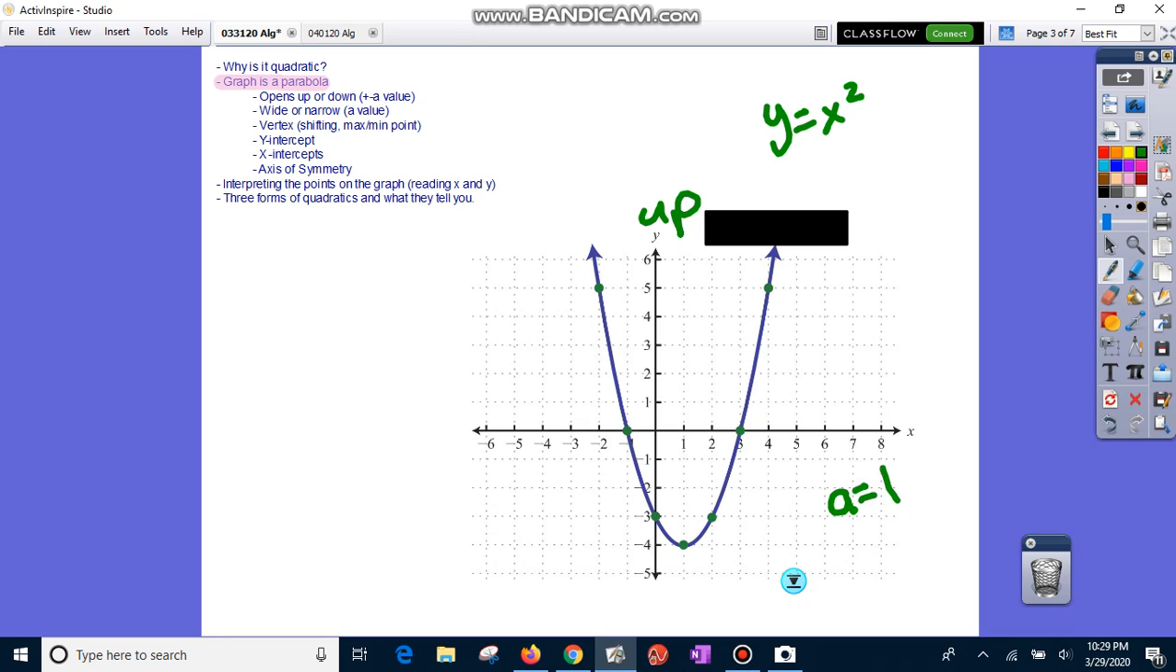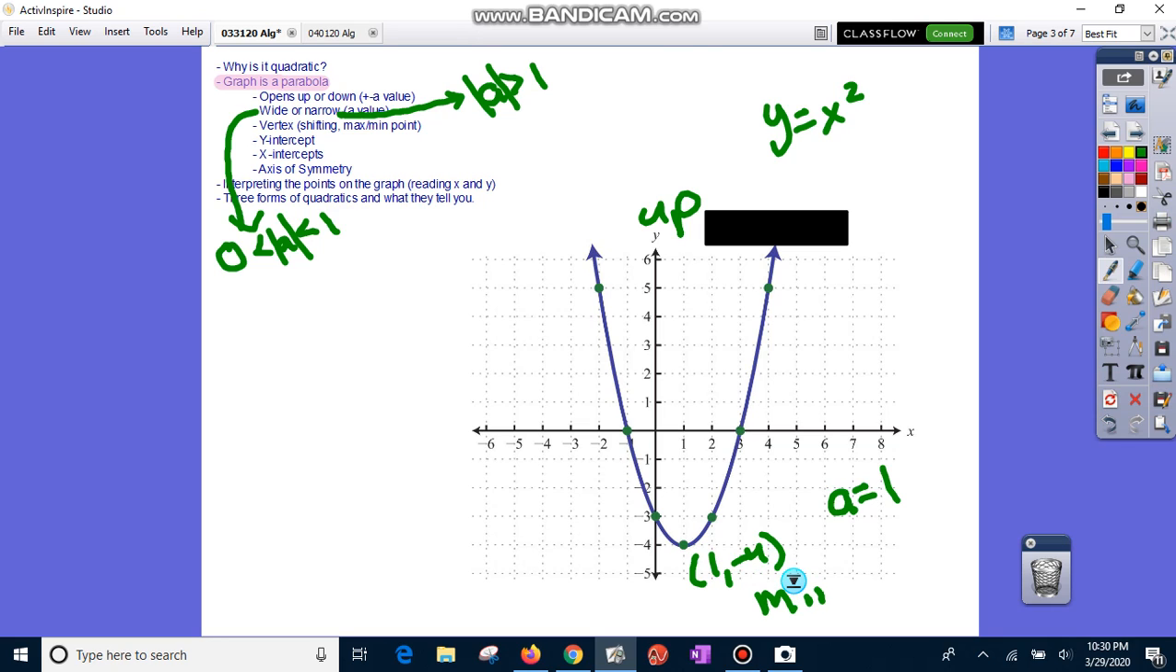Okay. If the a value versus a narrow function, narrow is going to have an a value that's greater than 1, and wide is going to have one that's between 0 and 1. And that's the absolute value of the a value that's going to be doing that, because we're not looking at the positive or negative. You use the positive or negative to look up or down. The vertex tells us the shifting of the graph. So this vertex here is at (1, -4). That tells us the graph shifted 1 to the right and 4 down. That also, in this case, is a minimum. Sometimes it's a maximum. So this is a minimum. You're going to see different words like this come out.